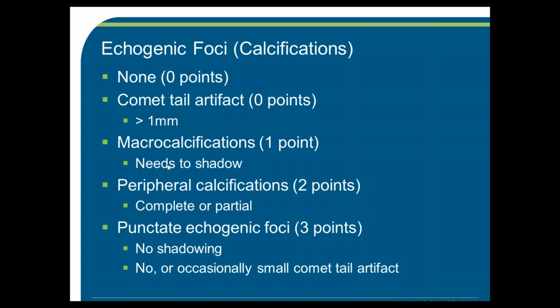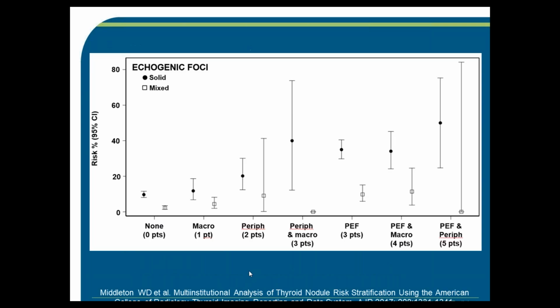Macrocalcifications are defined as calcifications that are shadowing. If they don't shadow, it's not a macrocalcification. That gets 1 point. Peripheral calcifications can either be complete or partial. They get 2 points. And then punctate echogenic foci are small reflectors that have no shadowing and have either no comet tails or maybe occasionally a small comet tail.